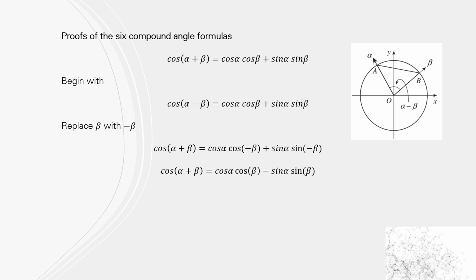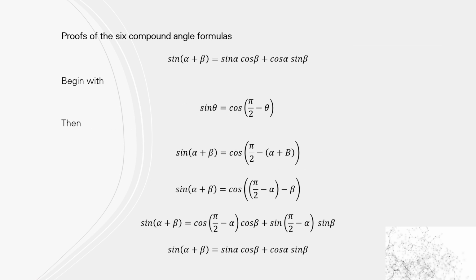The next one is, start with our rule that we've just proven and replace beta with minus beta. So the first bracket is obvious, that gets you cos of alpha plus beta. But when you replace minus beta in the cos beta and the sine beta, cos of minus beta is in that fourth quadrant, so cos beta is positive, and sine of minus beta in the fourth quadrant is negative, so that's minus sine beta. So that's why we get cos of alpha plus beta equals cos alpha cos beta minus sine alpha sine beta.